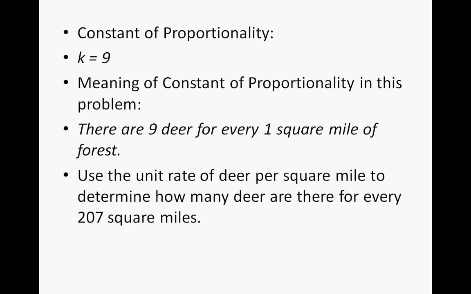Alright, so now let's apply that. Use the unit rate of deer per square mile to determine how many deer there are for every 207 square miles. So now you're going to do some math here. Go ahead and write that out and then continue the video when you have come up with an answer. Alright, you should have 9 times 207, because it's 9 deer per square mile times 207 square miles, and that would give you 1,863 deer.